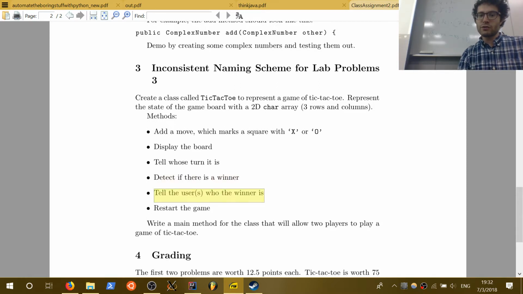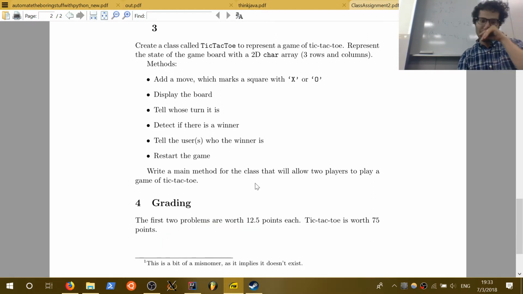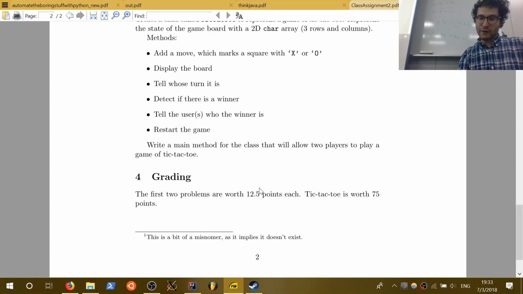Tell the user who the winner is if somebody won, right? And then restart the game. Then write a main method. You can write it in the class or somewhere else that will let 2 players play a game of tic-tac-toe, and you use the scanner in the main method and only in the main method, right? So that one's worth 75 points.